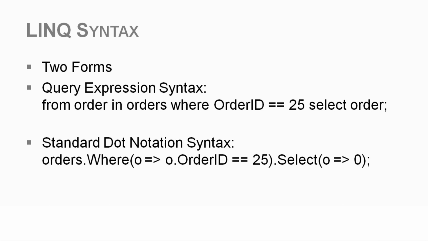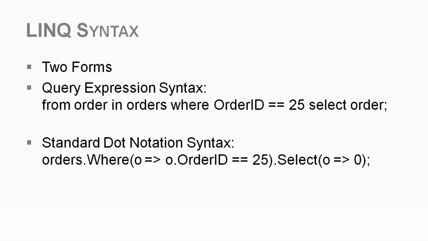So we have a select statement here, but instead of the first keyword being select, we start with the from clause. So I say from order in orders, where order ID is equal to 25, select order. And at the end of that select statement, we can actually create objects, so that we select an order and then create a new object based on that order if we want to. So it's a little bit of a funny notation if you're more used to straightforward SQL, but it is still of that form.